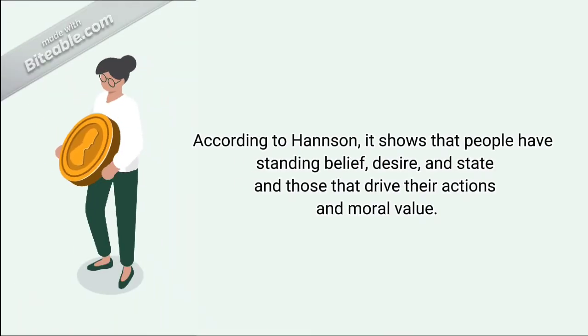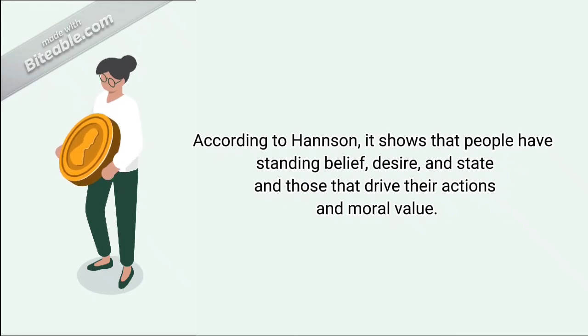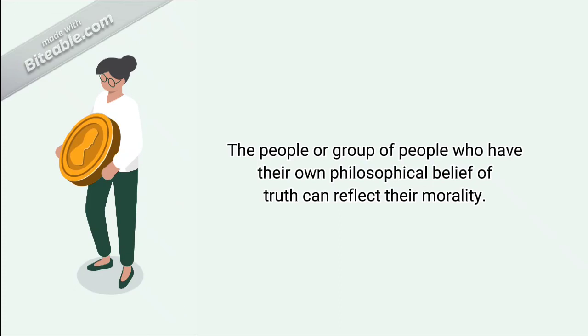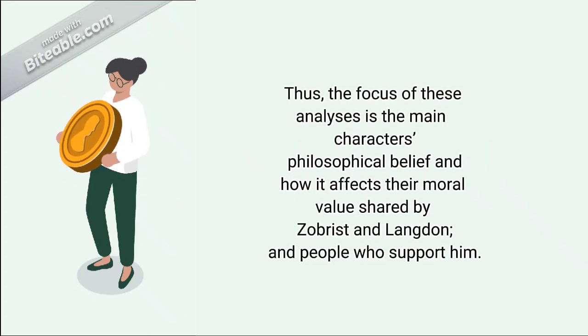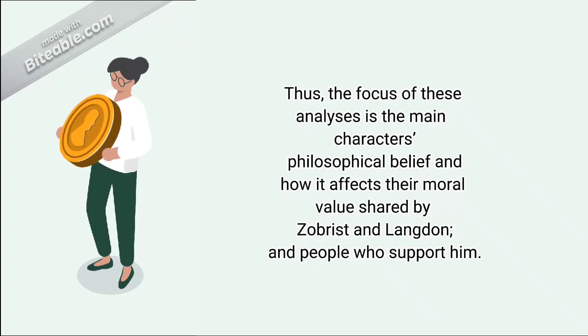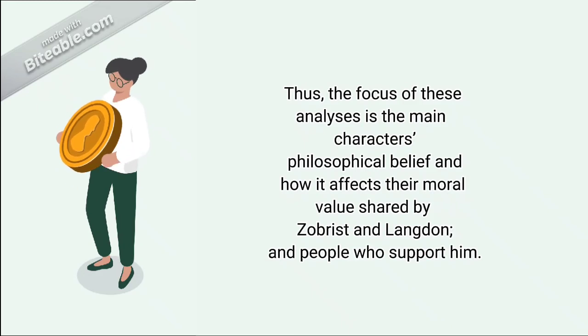According to Hanson, it shows that people have standing beliefs, desires, and states, and those drive their actions and moral value. The people or group of people who have their own philosophical belief of truth can reflect their morality. Thus, the focus of this analysis is the main characters' philosophical belief and how it affects their moral value, shared by Zobrist and Langdon, and the people who support him.